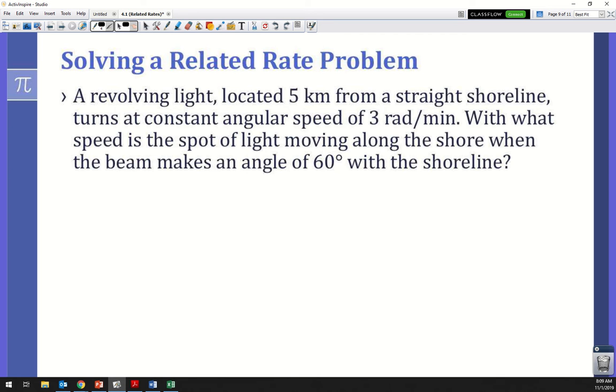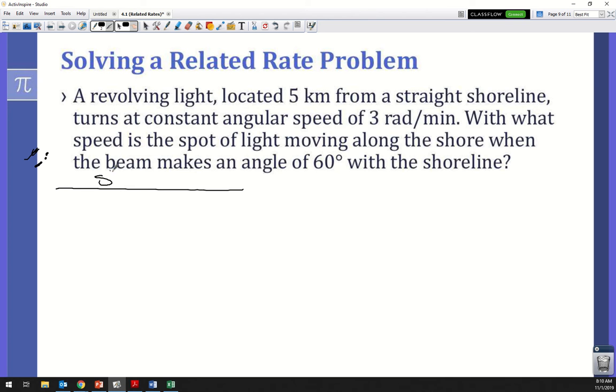Anyway, all right, so we're kind of going over yesterday's thing, because yesterday we did some of the notes, but computer issues. So let's go ahead and talk about this again. So revolving light located 5 kilometers from a straight shoreline.